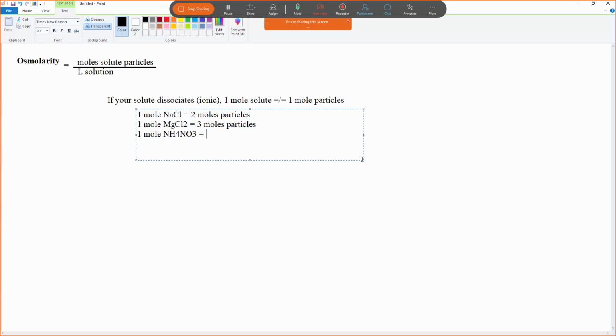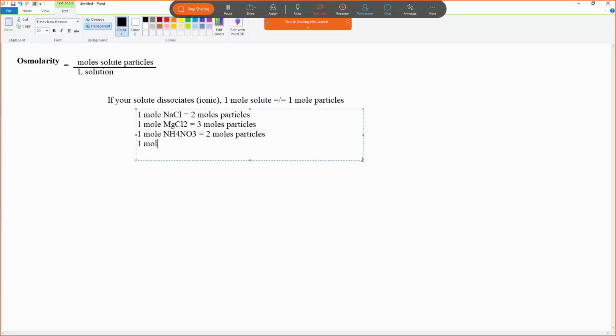Trick question. I tricked you, Nicole. Well, you have to look at it. This is an ionic compound that's made with the polyatomic ion ammonium and the polyatomic ion nitrate. And there's just 1 of each, yes. So it's really just going to be 2 moles of particles, even though you see a lot of different atoms there, because the covalent bonds don't split up, right?